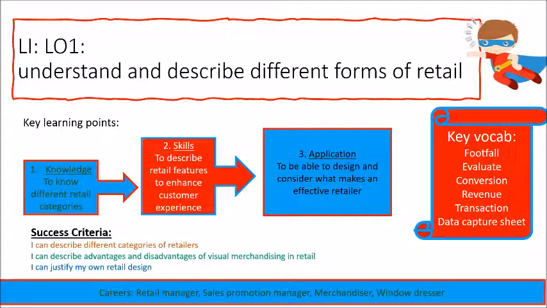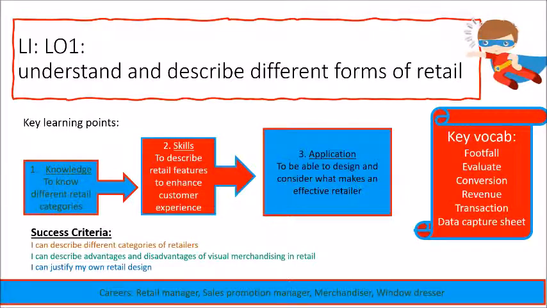Lesson 1. To know different retail categories, because there's lots of types of different shops and places you go, retail parks and different types of businesses out there. 2, to describe retail features which enhance customer experience, because believe me, it's quite a big science. 3, to be able to design and consider what makes an effective retailer. Now there's key vocabulary for you to take note of: footfall, evaluate, conversion, revenue, transaction, and a data capture sheet. And there's jobs that this can all lead to as well, which you can see at the bottom.